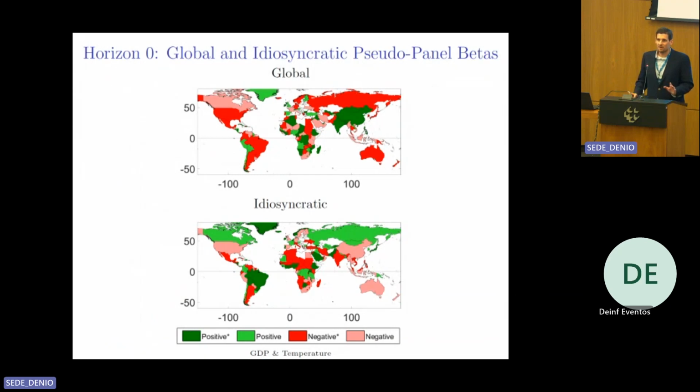The first thing to note, looking at the global up here, is that it's not all one color. There are going to be some reds and some greens, a little bit intermixed. And this is at horizon 0. So this is the contemporaneous response in this case.